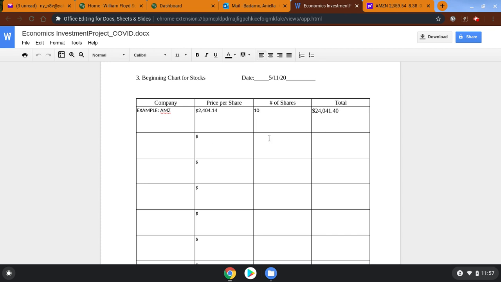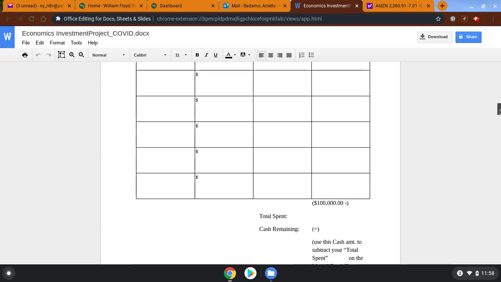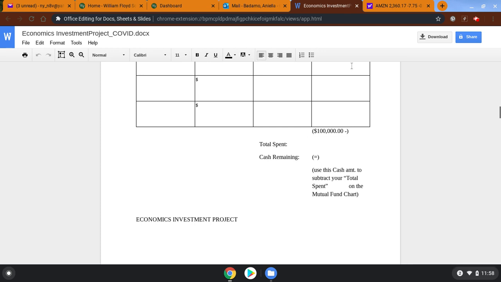So a good rule of thumb and easy math is to do 100 shares, right? If it's under $100, 100 shares will equal about $10,000. You could be a little bit above, you could be a little bit below. Okay, once you do this for all your companies, symbol, price, number of shares, and the total, right? The price per share times how many shares you're buying for a total cost, right? Then at the bottom, you're going to add them all up to do your total spent.